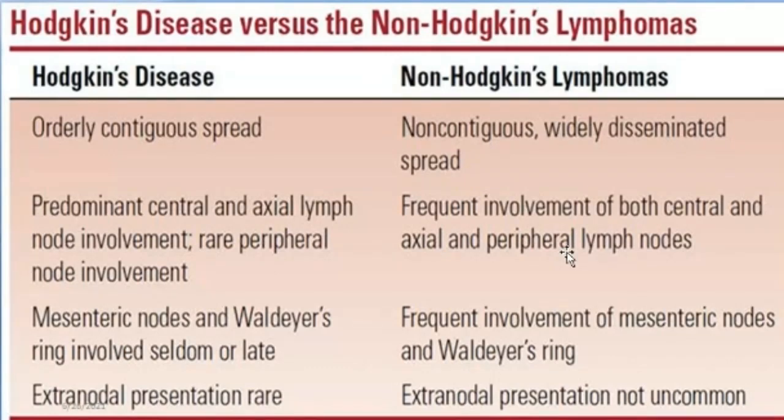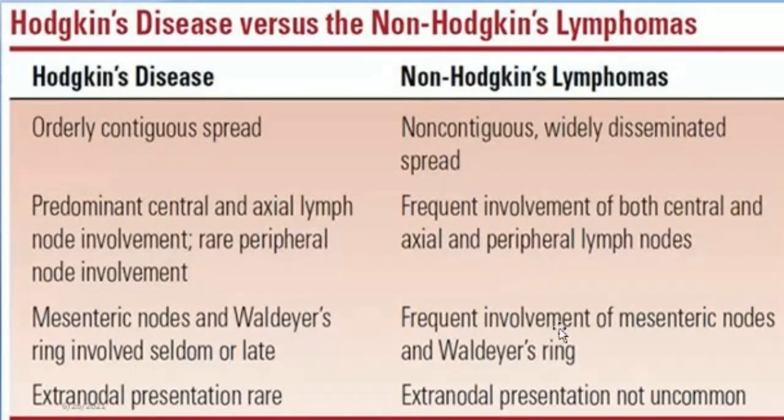Agreed? It is a disseminated disease, so it may start with a peripheral lymph node, a central lymph node, or even a distant lymph node. Some lymphoid tissues are involved late or rarely in Hodgkin lymphoma: mesenteric lymph nodes and Waldeyer's ring lymph nodes are involved seldom or late. Therefore, when a patient presents with mesenteric lymphadenopathy, there is less probability of Hodgkin lymphoma to start with. I have to think of non-Hodgkin lymphoma. If Hodgkin is involved, it is involved late, and it is not the sole site to be involved.